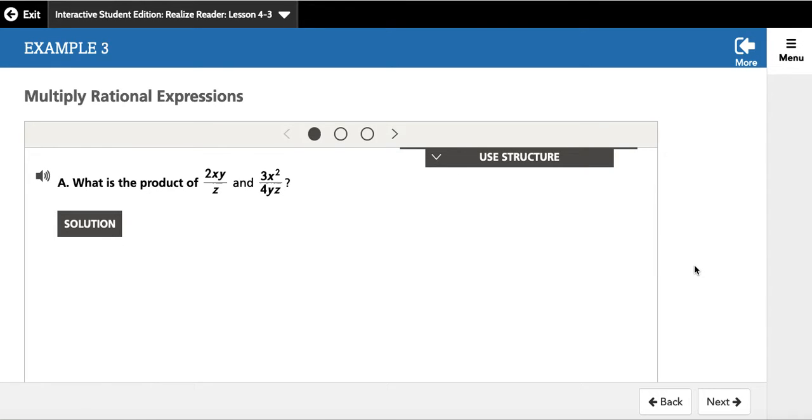Okay, Algebra 2 students, here's a video for example 3 for section 4.3. We're going to multiply rational expressions. What is the product of 2xy over z and 3x squared over 4yz?